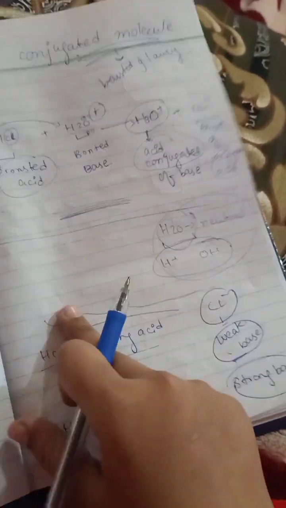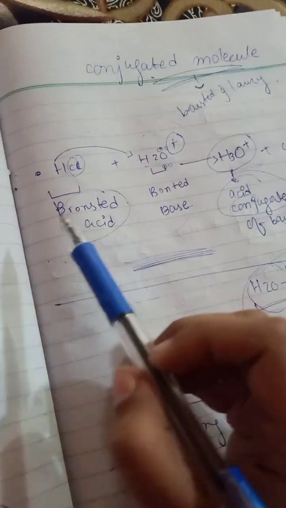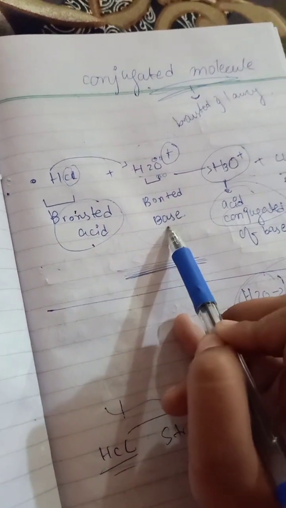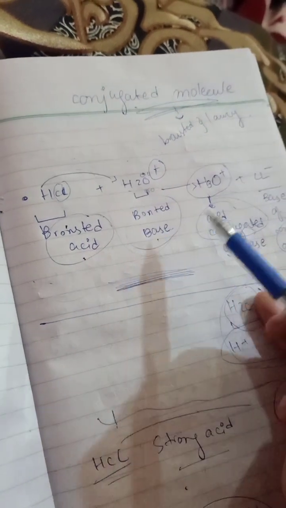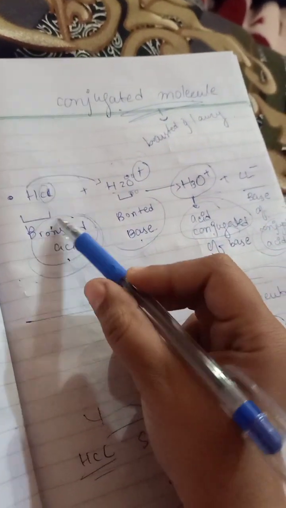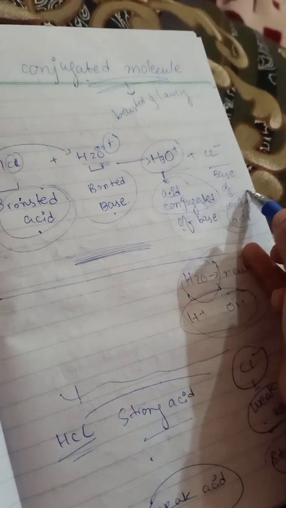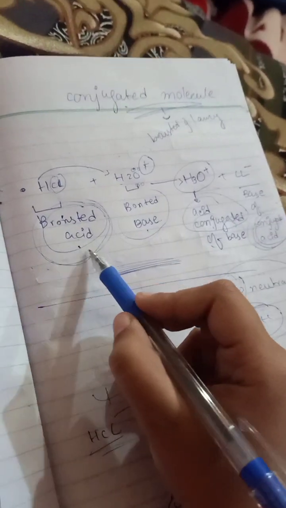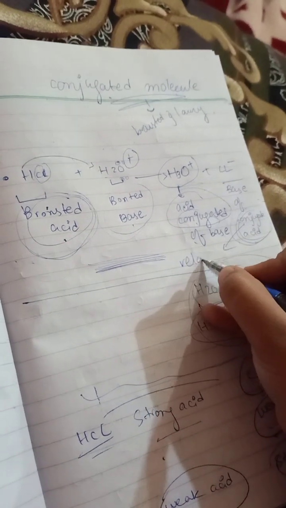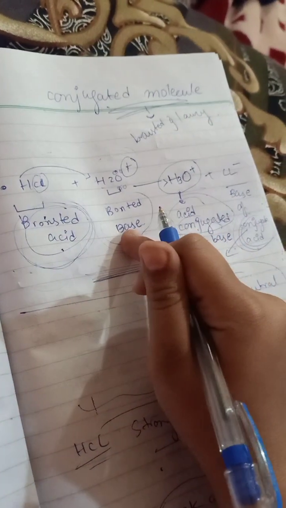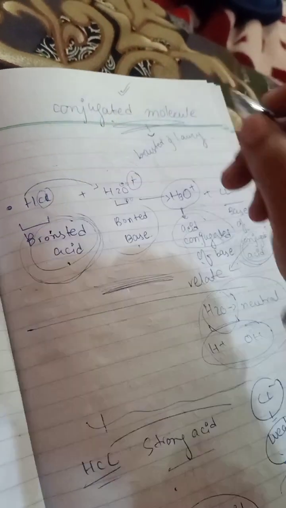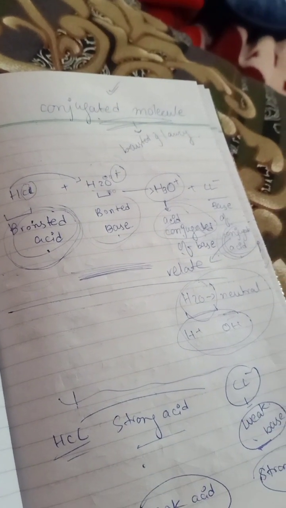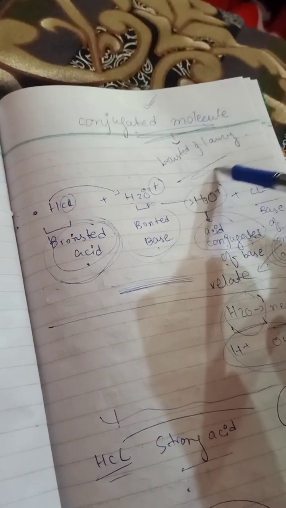But this was about the conjugated molecule. Here you can see this is the Bronsted acid and the Bronsted base. So this is basically an acid but the conjugate of a base, because it is made from the base, and this is made from the acid. So that's why we call it a base, but the conjugate acid. The word conjugate means related, that is, related to the HCl, and H2O is related to the H3O. So that's why we call that the acid, but the conjugate of the base. So this was about the conjugated molecules that were given by the scientists Bronsted and Lowry.